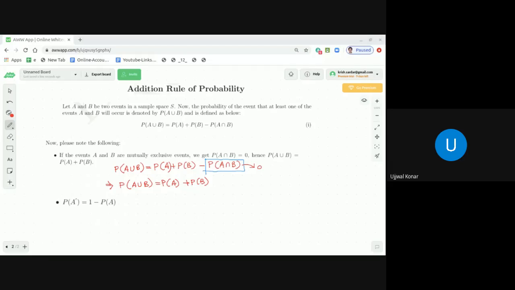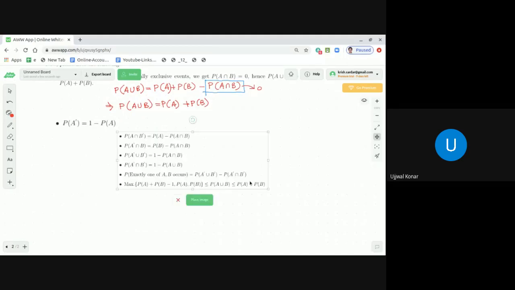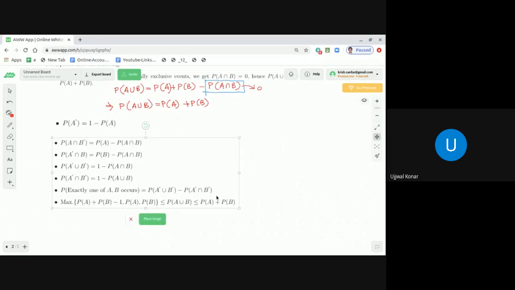And the next property, dear students, which I am going to show you is going to be very, very helpful in solving problems related to probability, where the set theoretic notation is applicable. Here, the first one is that probability of A intersection B complement is equal to probability of A minus probability of A intersection B. The next one is that probability of A complement intersection B is equal to probability of B minus probability of A intersection B.